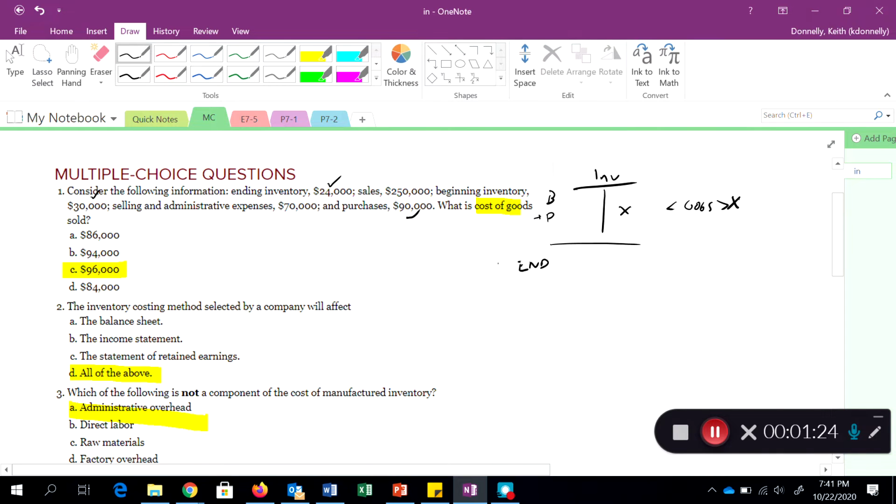So ending inventory, we know, is 24. Beginning inventory, we know, is 30. Looks like we purchased 90. What that means here is 30 plus 90 minus 24. X equals 96. That's our cost of goods sold. There we go, number one.